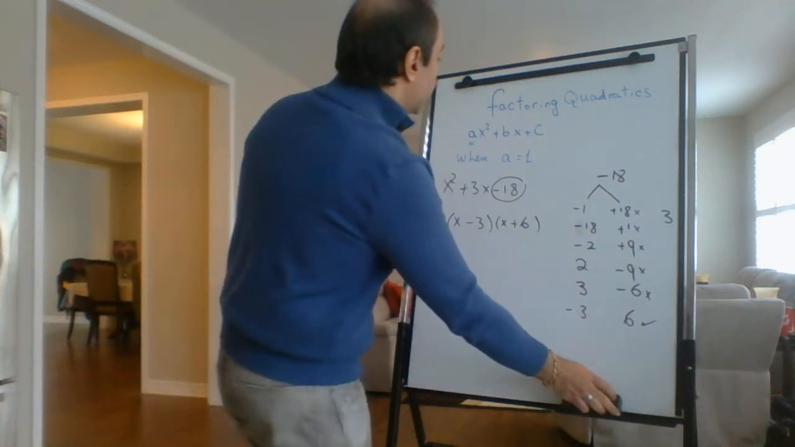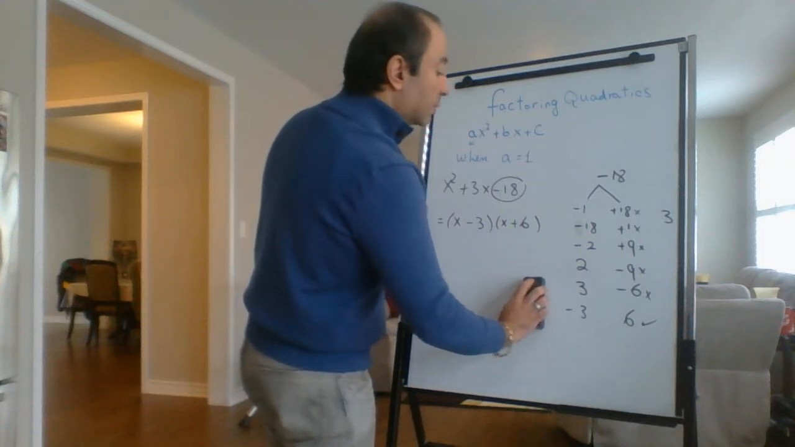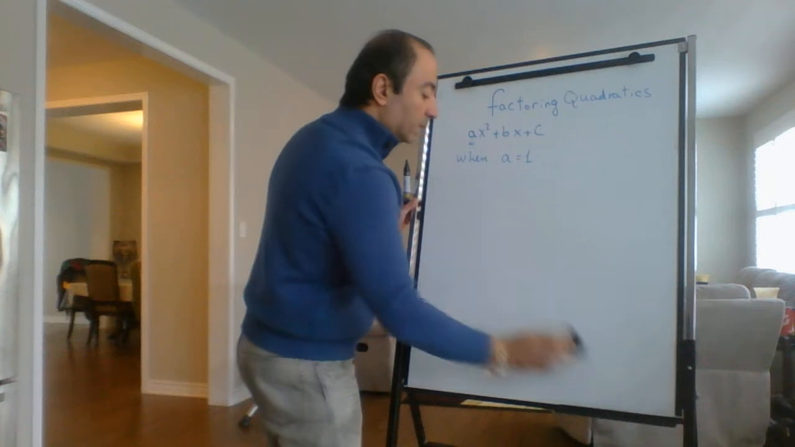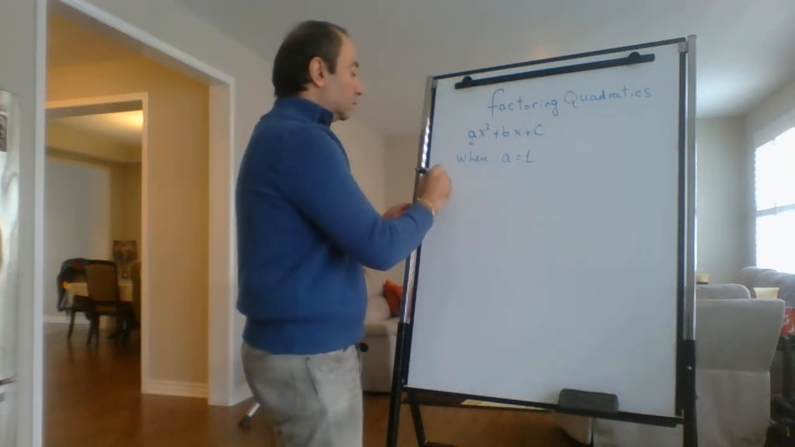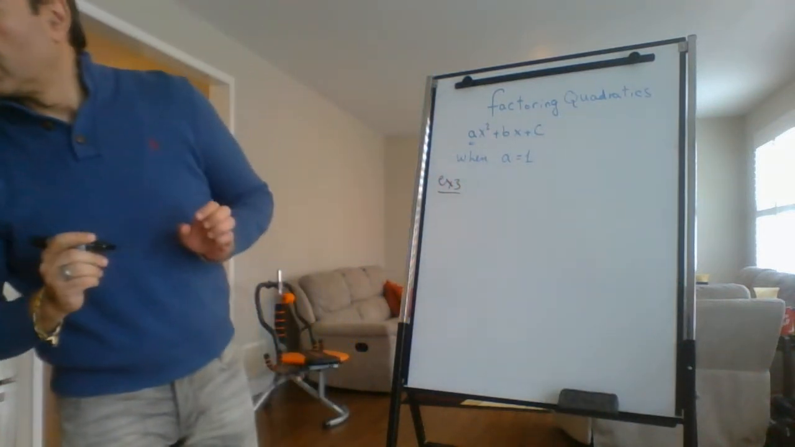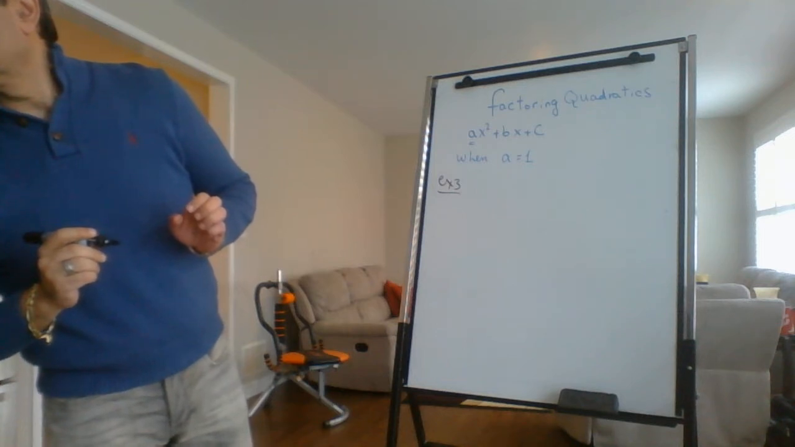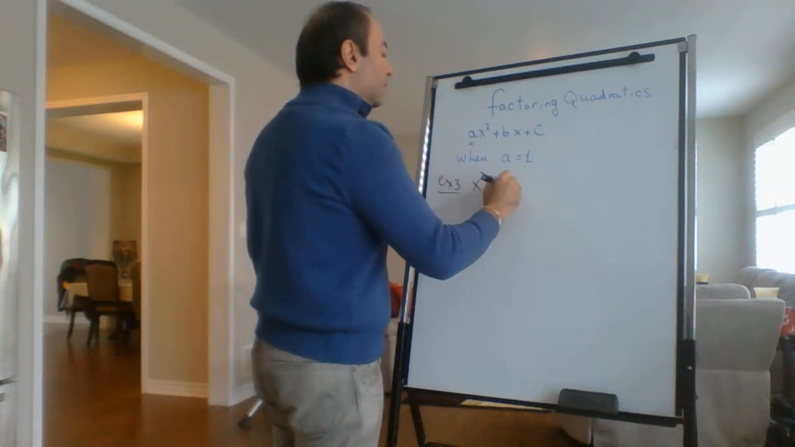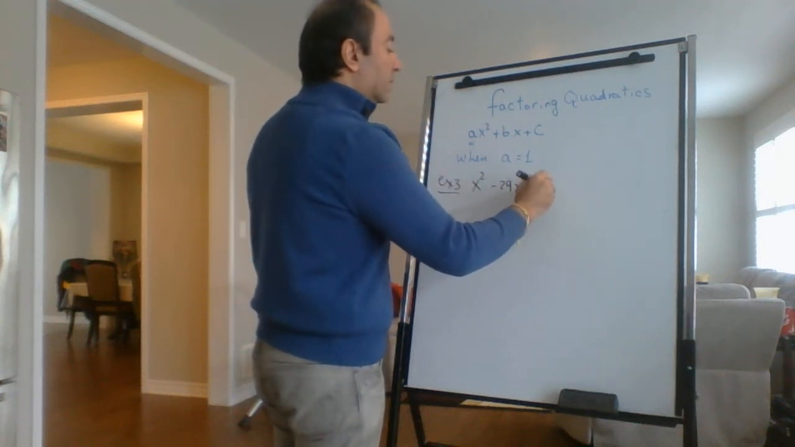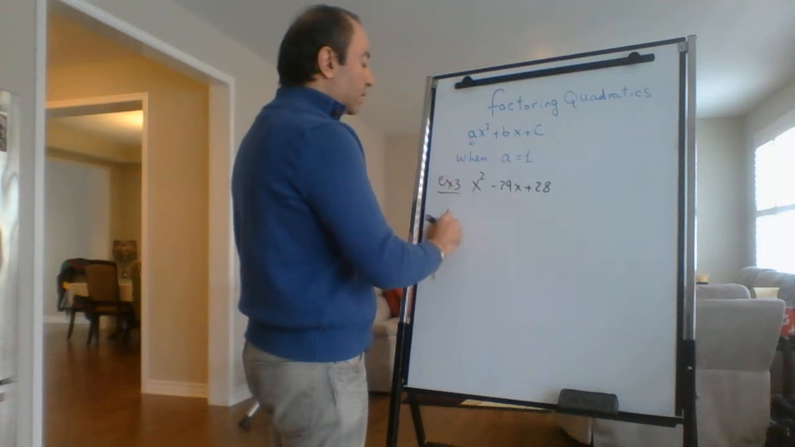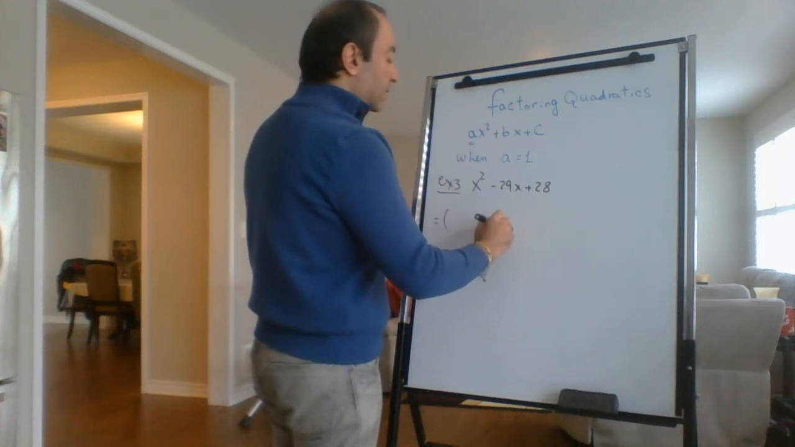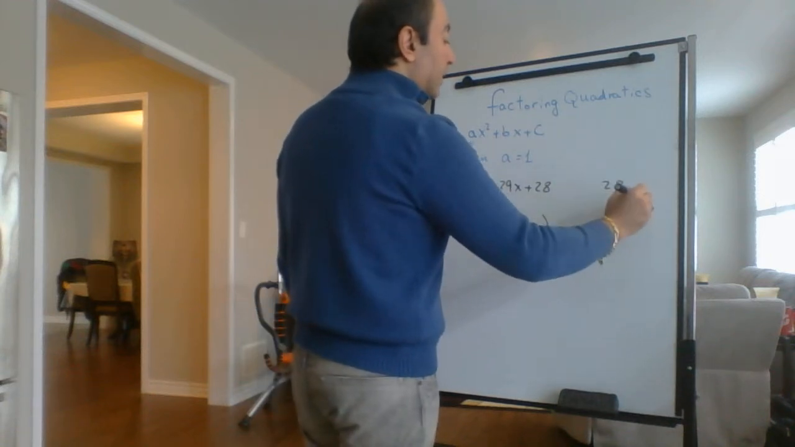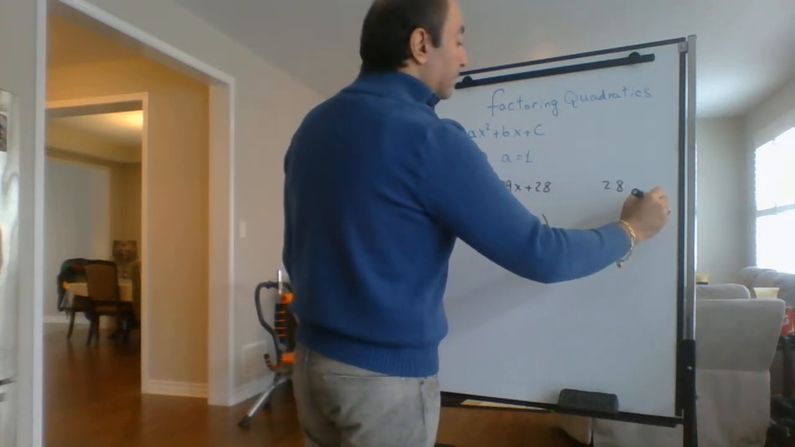Okay, now let's have another example. This is example 2. We're going to have example 3: x squared minus 29x plus 28. Again, a is 1, so right away x and x. Think of two numbers multiplied to 28 and add to negative 29.